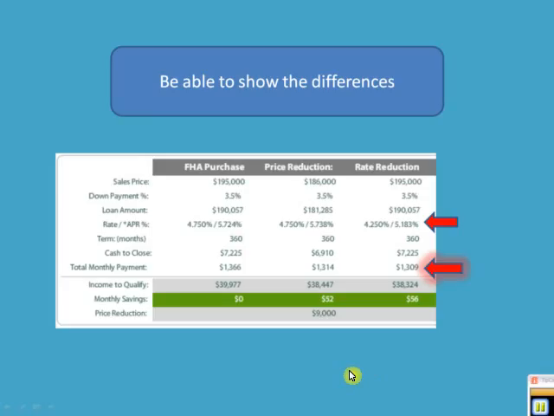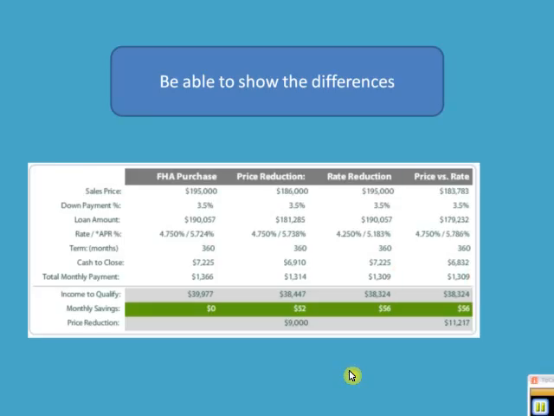But most buyers don't understand this unless they see the math. They think that the biggest impact to them will be dropping that price, when truly the biggest impact to them will be to drop the rate. Financing has a much bigger impact than the actual price of the home. And here's how we demonstrate this. This price versus rate column is going to show them the comparison of these two columns.